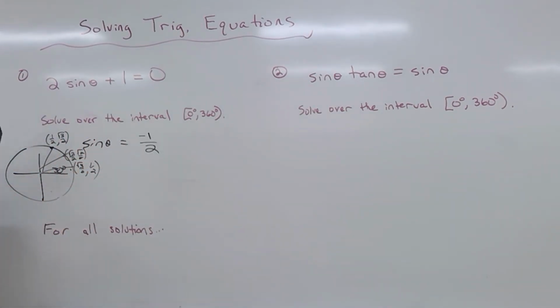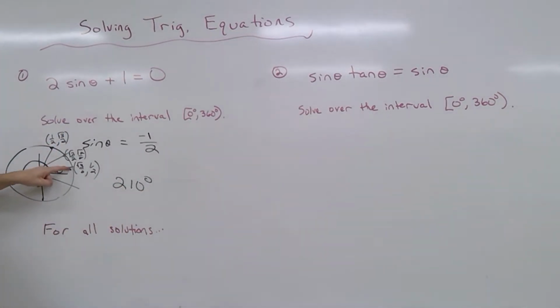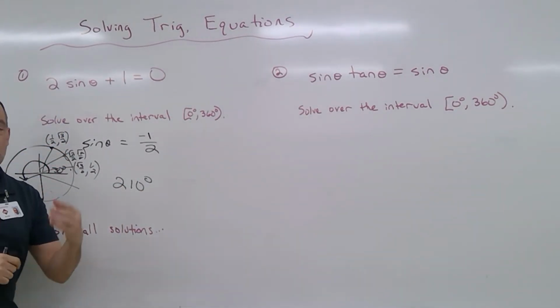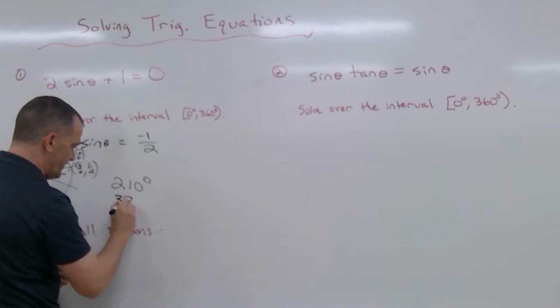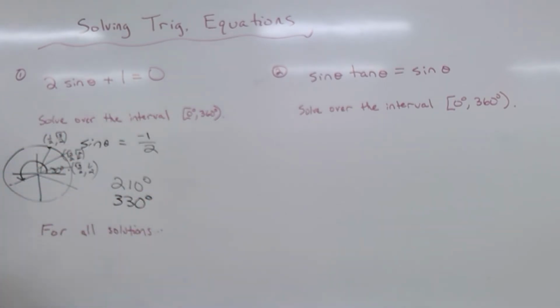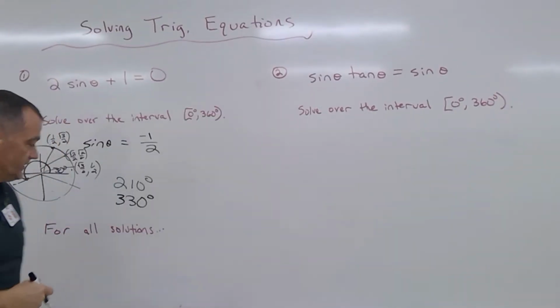But we wanted the negative value, so what we're going to do is go to these other 2 rotations that have reference angles of 30 degrees, which would be 180 plus 30, which is 210 degrees. And then the other angle in the 4th quadrant, which has a reference angle of 30, would be 330 degrees. So there are our 2 solutions to this bad boy. That's it. And these 2 values are between 0 and 360 degrees.